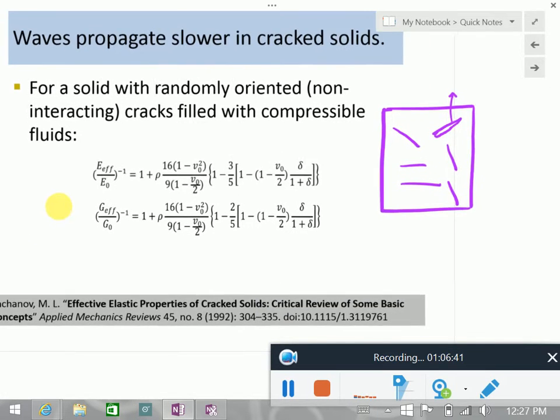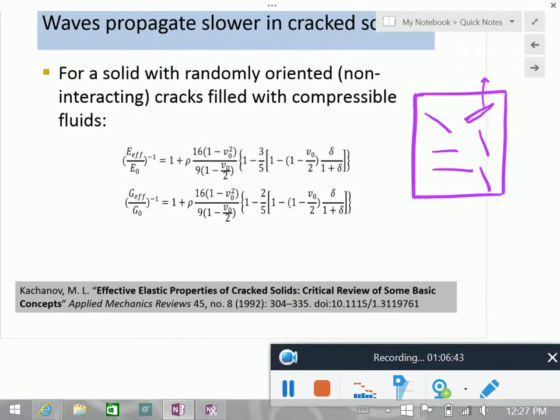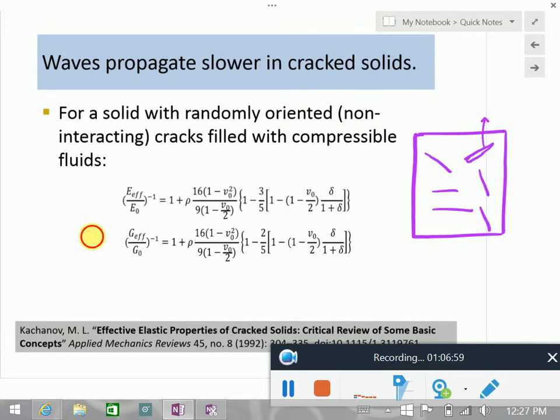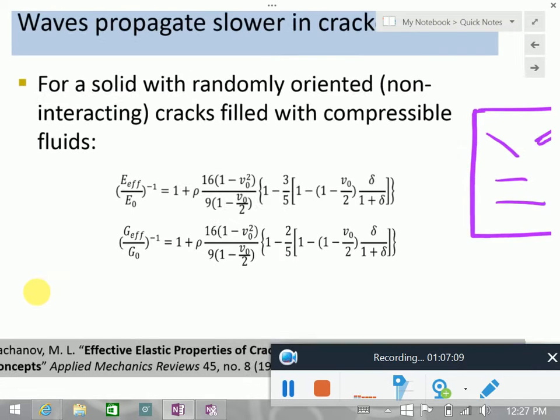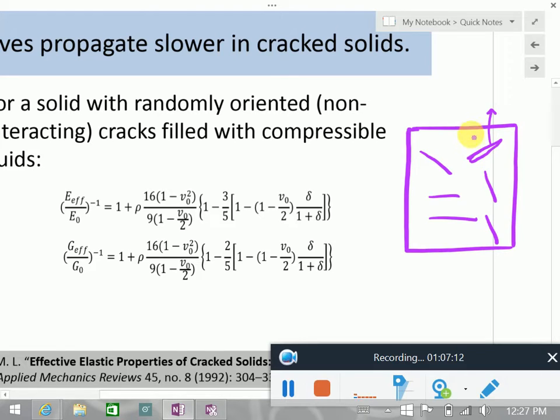Now, there is a really, really nice paper by Kachanov. It basically summarizes a lot of different approaches. You have the reference here, how to calculate these quantities for different kinds of conditions of cracks, if they're aligned, randomly oriented, if they're interacting, non-interacting, etc. The only assumption that is being made is that at the location of the crack, the displacement is not continuous.